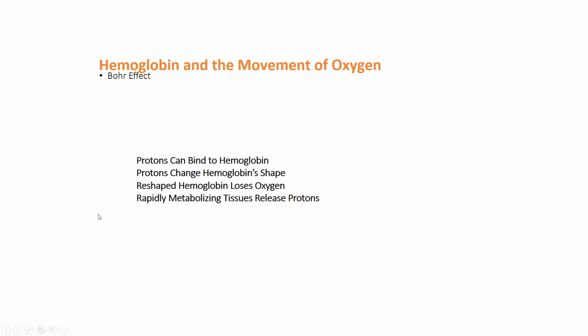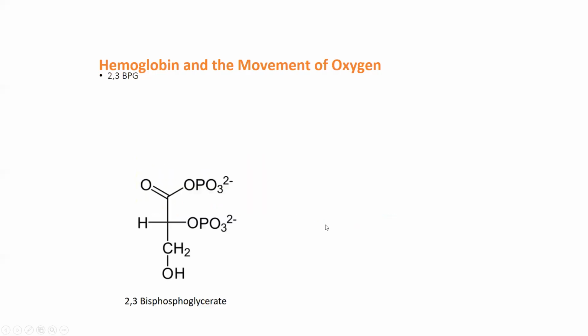So they're going to make it lose oxygen. And the reshaped hemoglobin loses the oxygen, and the rapidly metabolizing tissue would release these protons. So the tissue is suffocating, releasing protons, and hemoglobin is going to accept them and displace the oxygen in their place. So the rapidly metabolizing tissue gets more oxygen from hemoglobin.